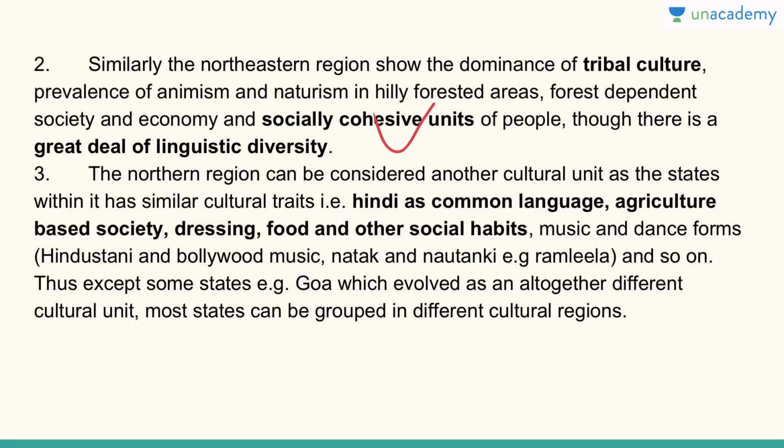Now the northern region can be considered another cultural unit as the states within it have similar cultural traits. For example, Hindi as common language, agriculture based society, dressing, food and other social habits, music, dance forms like Hindustani and Bollywood music, Natak and Nautanki, example Ramlila and so on. So thus, except some states, Goa, because it evolved altogether as different under Portuguese rule, most of the states can be grouped in different cultural regions. So I hope you are getting which points to write in the answers.